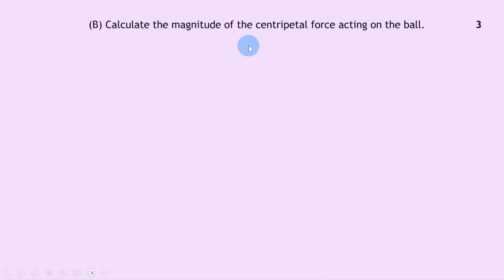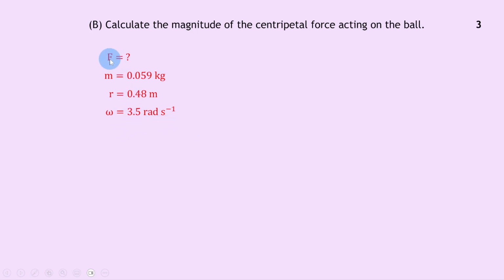Part B says calculate the magnitude of the centripetal force acting on the ball, and this is worth 3 marks. Well, writing down what we know from the question, we're trying to find the centripetal force F. We know the mass of the ball is 0.059 kilograms, we know the radius of the circular path is 0.48 meters, and the angular velocity omega is 3.5 radians per second.